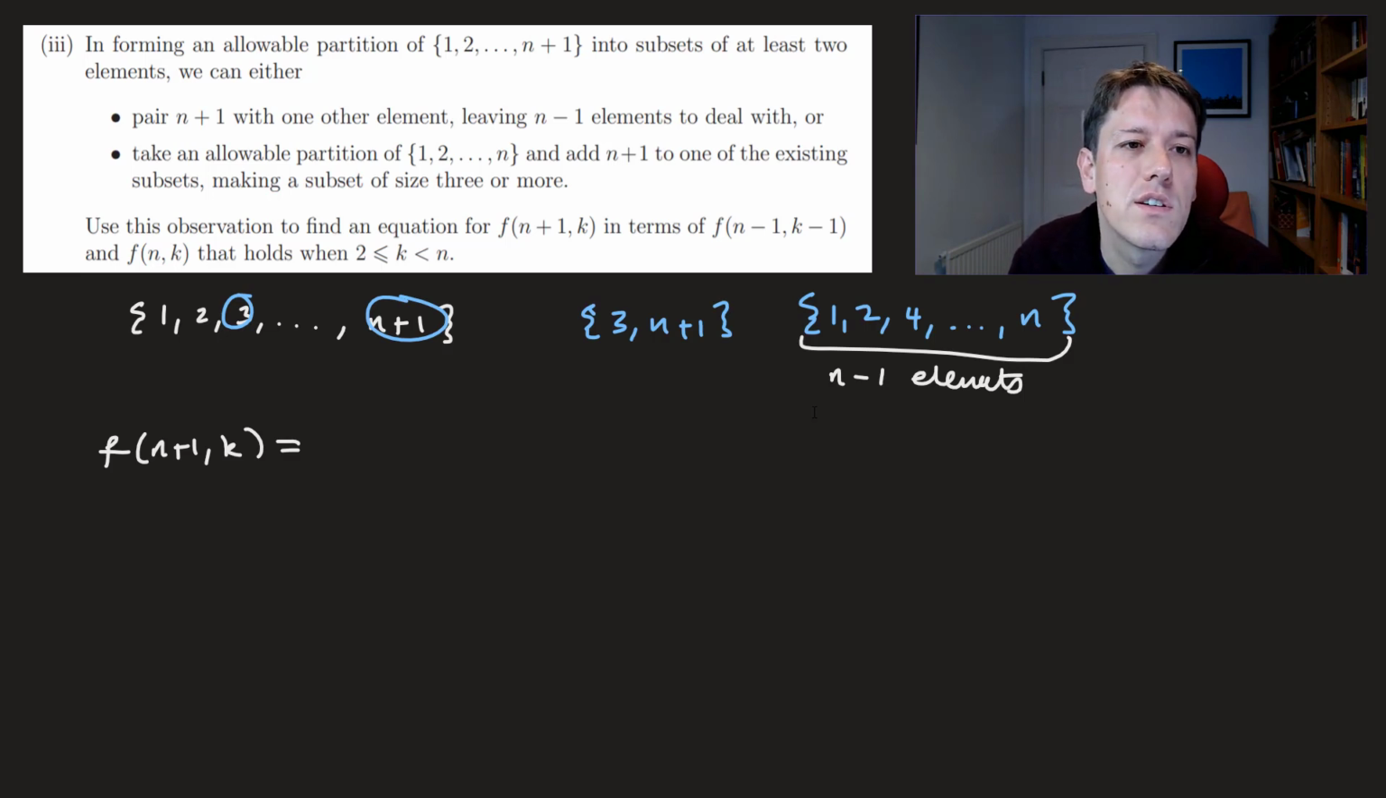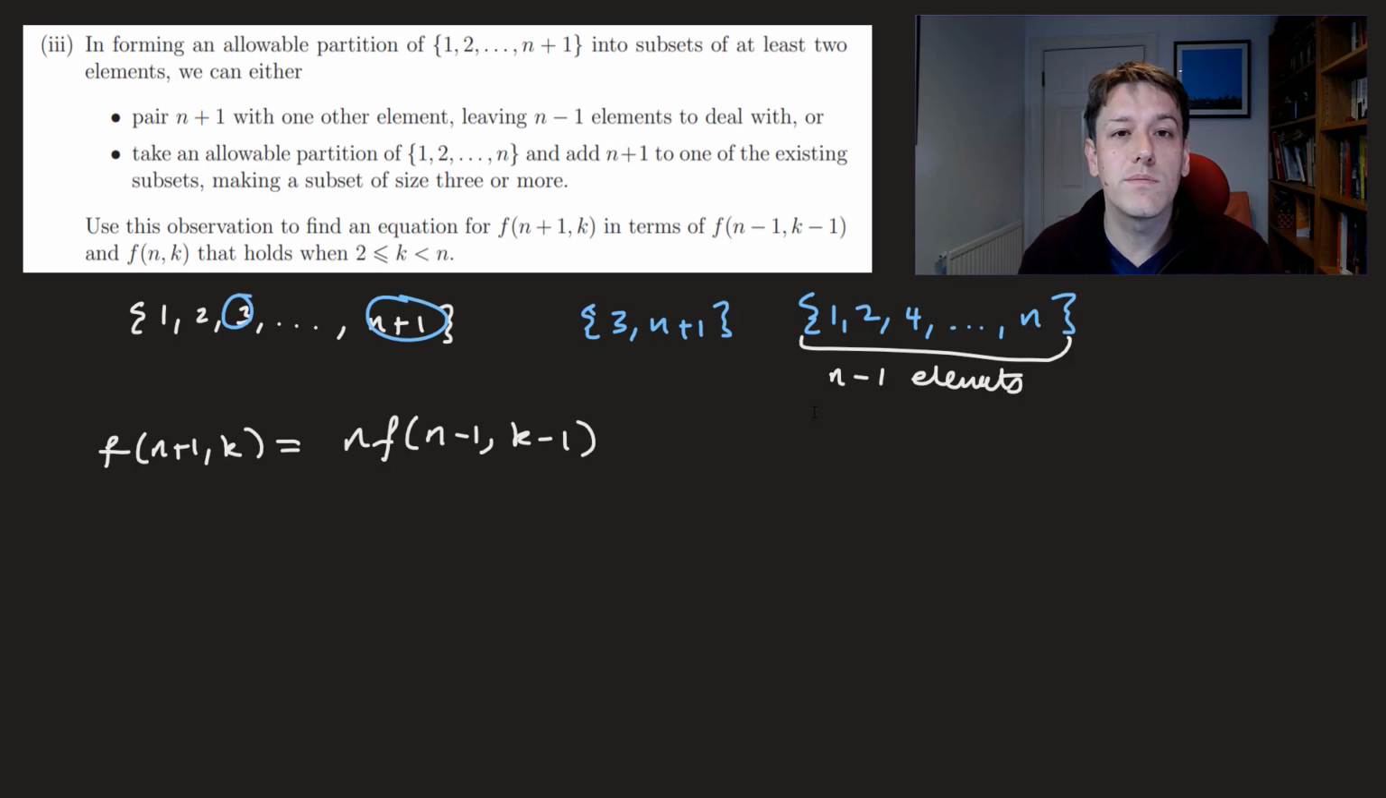Well, there are n different ways of doing it where I take either 1, 2, 3, 4, all the way up to n and make a 2-element subset, and then I can still think of I've got to make k-1 subsets out of the remaining n-1 elements, right? And the formula to do that is f of n-1 and k-1.